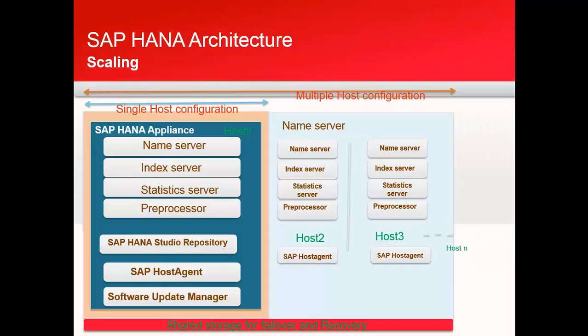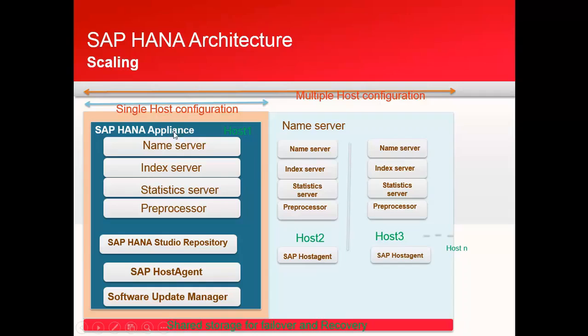Okay, let's get into the next architectural component. Here we are mainly seeing the scaling aspect. That is how we can scale a HANA system to provide scalability from the performance point of view. We can have multiple index servers for doing processing work. We can have multiple name servers if required. We can have a preprocessor.